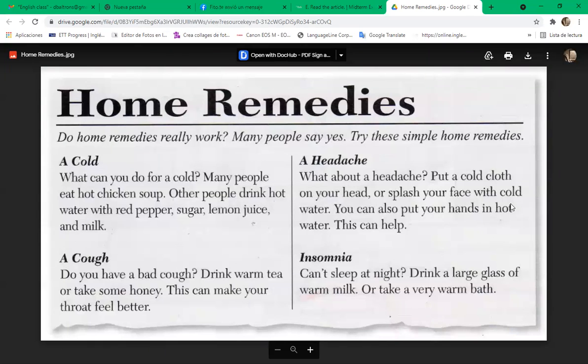Many people eat hot chicken soup. Other people drink hot water with red pepper, sugar, lemon juice, and milk. Ew.